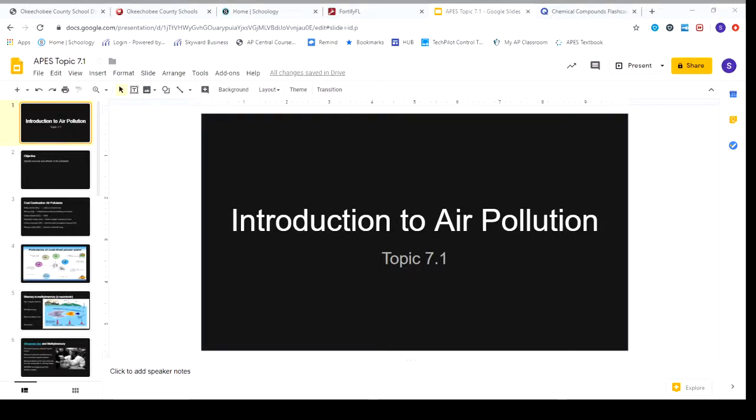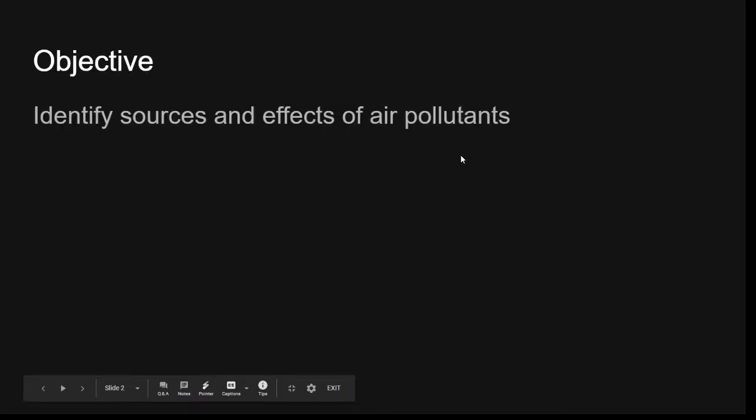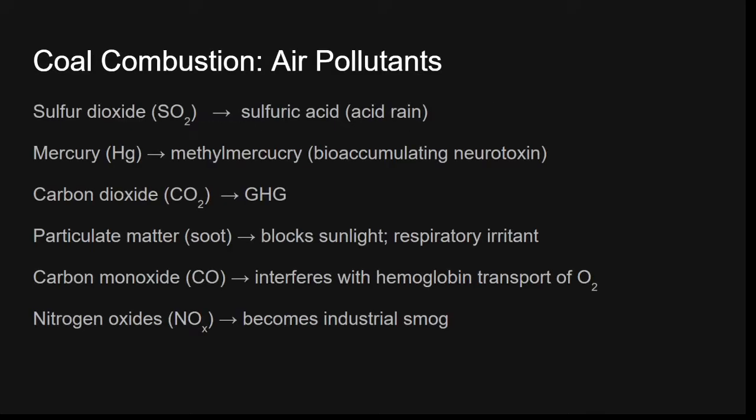Alright, so now we're going to start Unit 7, which is atmospheric air pollution. And our first topic is topic 7.1, Introduction to Air Pollution. Our objective today is to identify the sources and effects of air pollutants. And we're going to be looking at air pollutants in general, and then each of the topics after this is going to go a little more in depth for different things that cause air pollution and ways that we can clean them up.